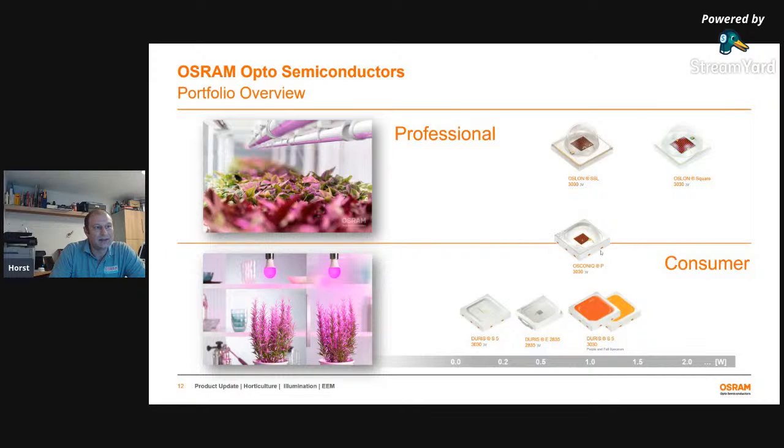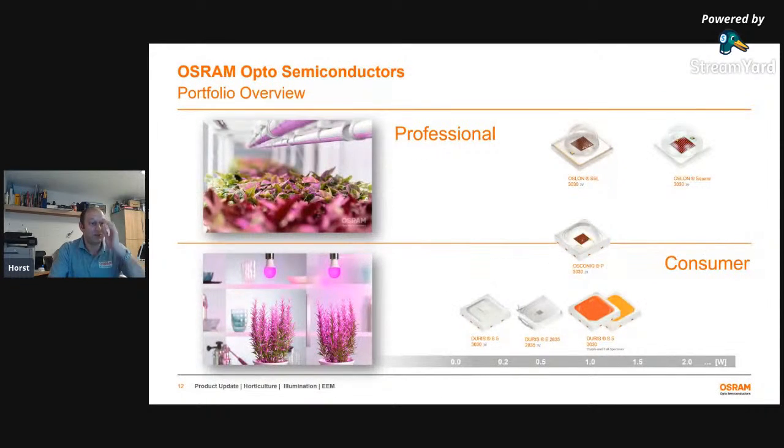Then an LED between, let's say, consumer LEDs and the professional ones is the epoxy package LED with exactly the same chip like we have here, the professional one. That means we mix up consumer LEDs or low power LEDs with at least a die from a professional LED. And so we get an LED which is maybe more on the top here on the professional side, from the performance and from the lifetime and from the robustness.